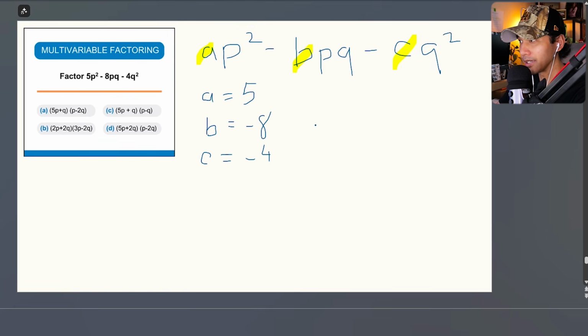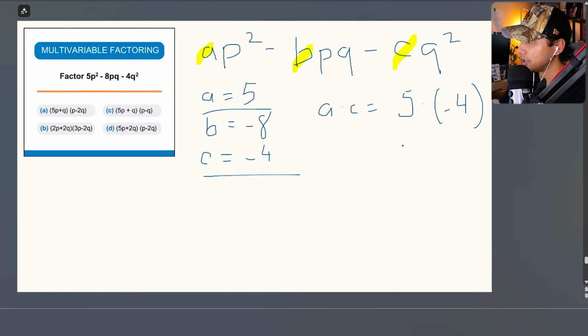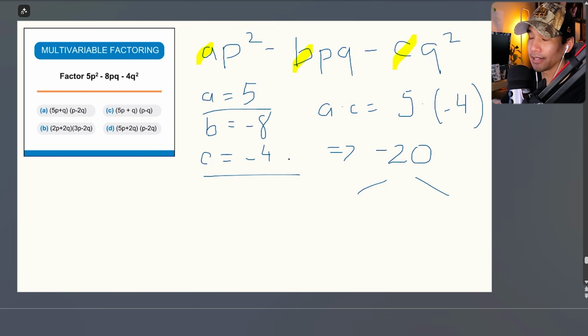Now, using the AC method, which is literally what it is, AC method is A times C. What is A times C? A times C equals 5 times -4, which equals -20. Now, what two terms multiplied together equal -20 and also combined together equal -8, or B, right?